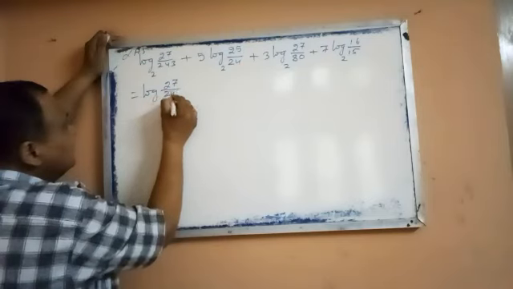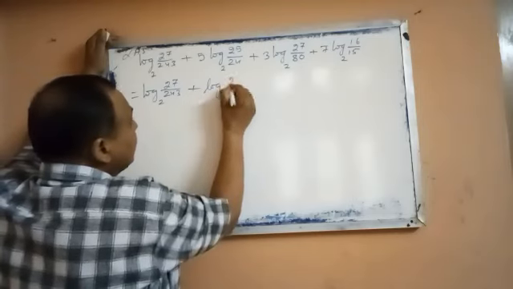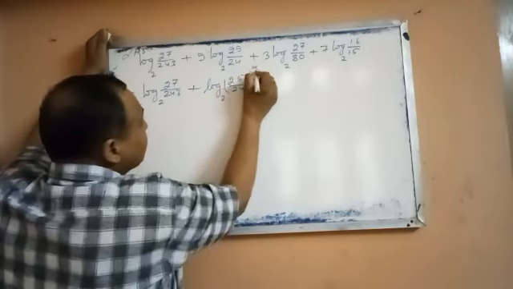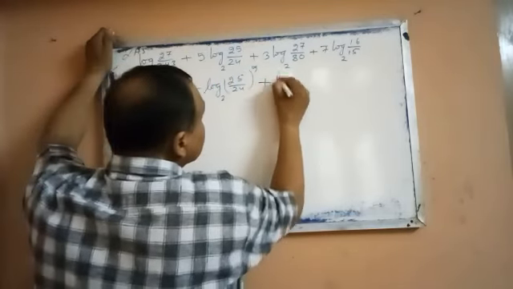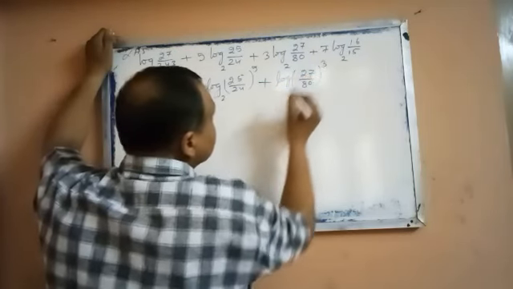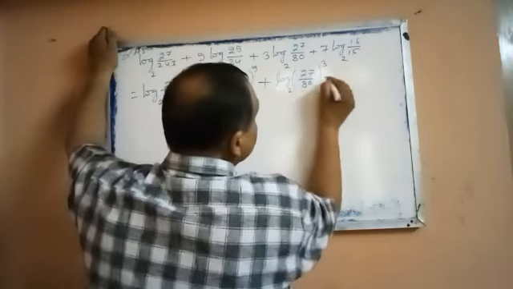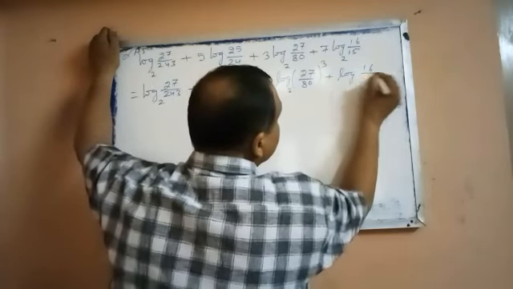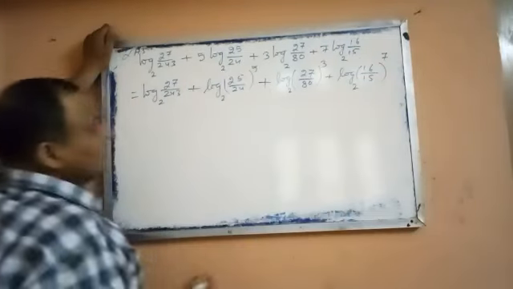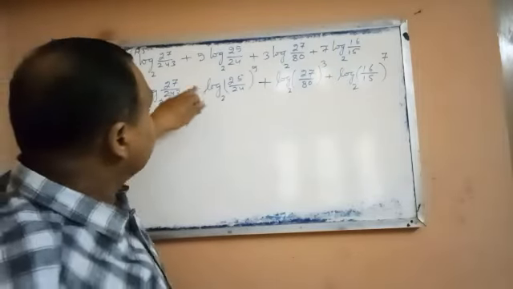log 27 by 243 with respect to base 2 plus 5 is there, it will go here, log 25 by 24 with respect to base 2, and this 5 will become a power. So log 27 by 80 to the power 3 with respect to base 2, plus log 16 by 15 to the power 7 with respect to base 2. So this line is clear. Now you see all multiples have become powers.